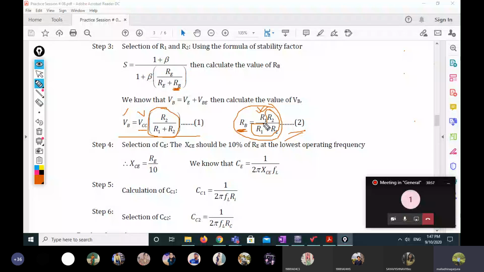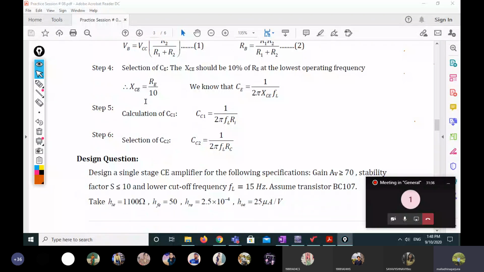If R1 is known, by using this equation or this equation, you can take any one of it. You substitute R1 and you can calculate R2. So this is how we can calculate R1, R2. So RC is calculated, RE calculated, R1 calculated, R2 calculated. Four resistors are completed. Now, what next? What we need to calculate? Capacitors we need to calculate.